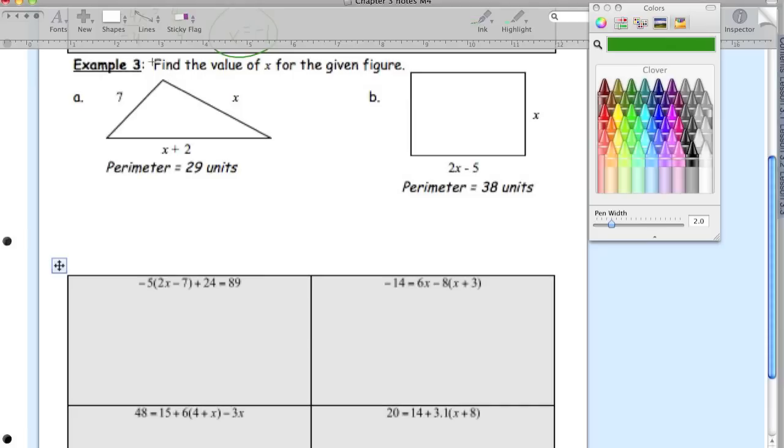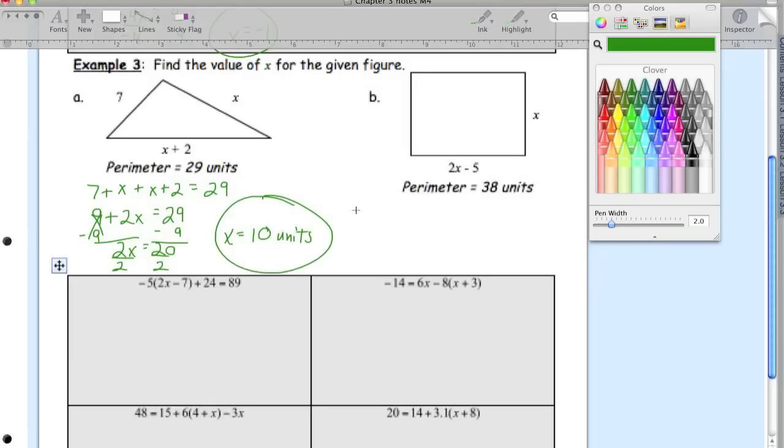For example 3, we have some geometry, just like we've done before. Find the value of x for the given figure. So they're giving us all the sides, and they're telling us the perimeter. So we're going to add 7 plus x plus 2 and set it equal to 29, because that's the total perimeter. Combine our like terms. 7 and 2 is going to give me 9. X plus x is 2x. And now it's just an equation we can go ahead and solve by subtracting 9 and then dividing by 2. X equals 10, and because we're talking about a geometry problem, you want to label it.